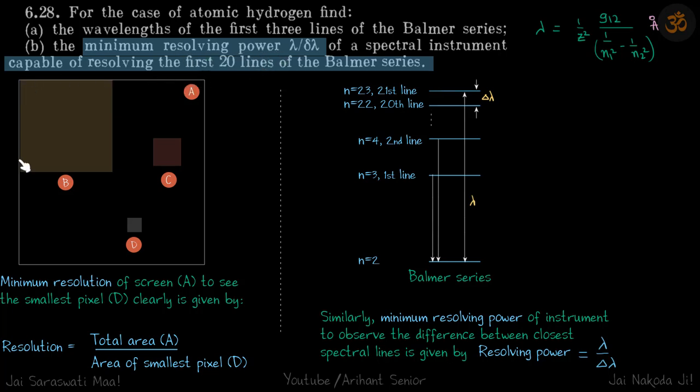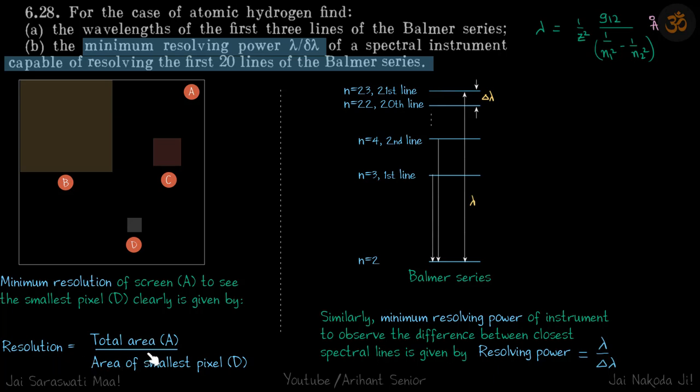So let's take a screen. It can be like your cell phone screen or a laptop screen. So you must have heard the term resolution. What the resolution means in that screen is total area of that screen divided by area of the smallest pixel which can be clearly seen. So this is called the resolution of the screen.